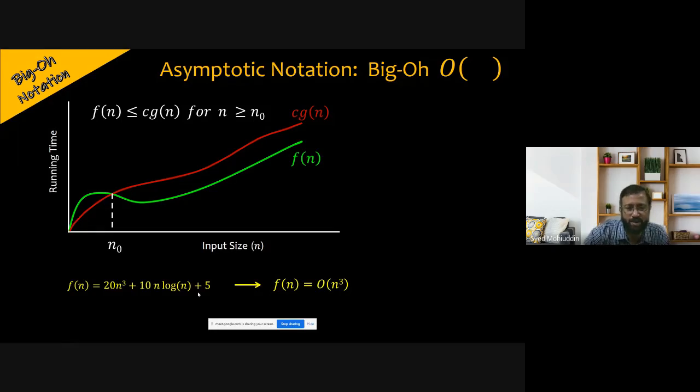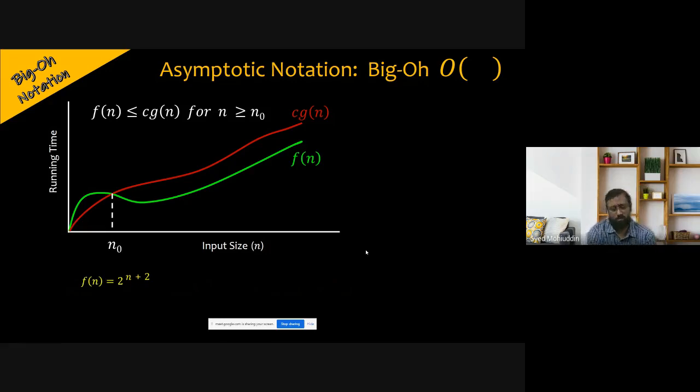It is insignificant. Let us take another example: 2 power n plus 2, that is, n plus 2 is the power of 2. This is exponential. So what do we have here? There is only one component, 2 power n plus 2. The plus 2 in the exponent doesn't have any significance, it is equivalent to 2 power n. So we say that f of n is big O of 2 power n.